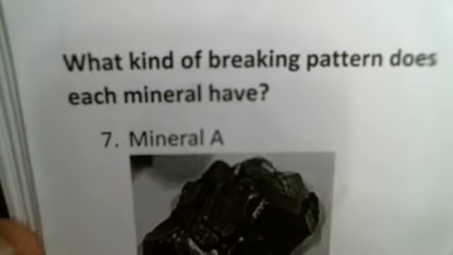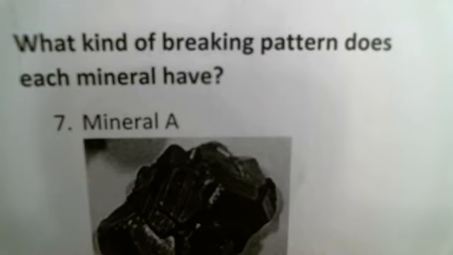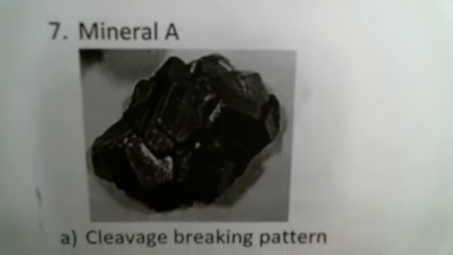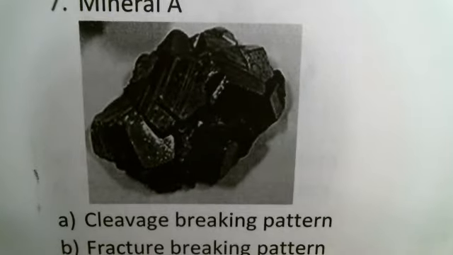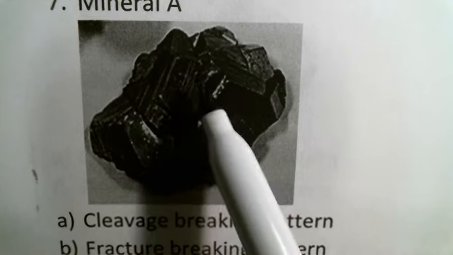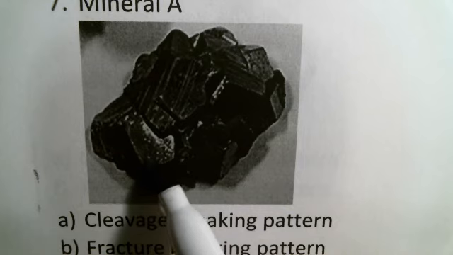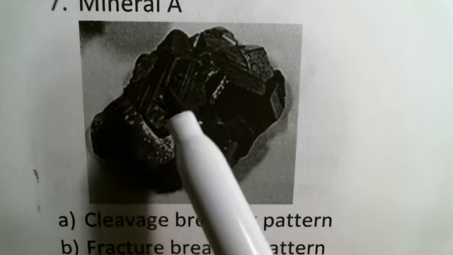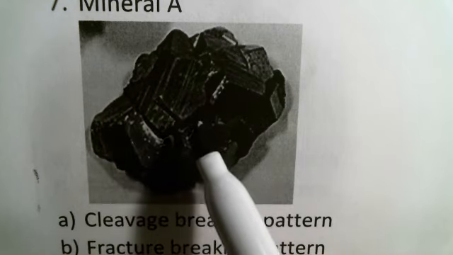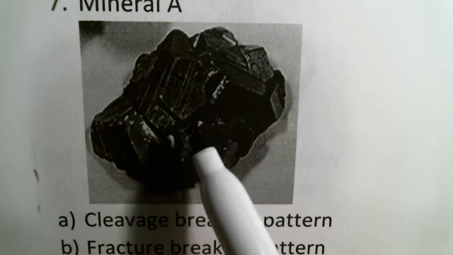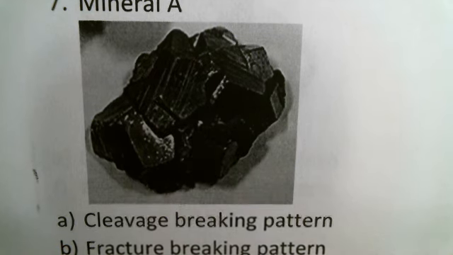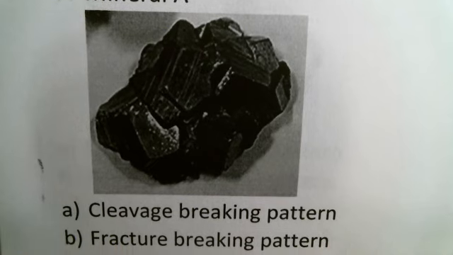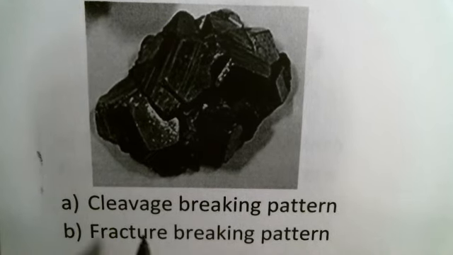Number 7. What kind of breaking pattern does each mineral have? So we have mineral A here. I hope that you can tell from your photocopy that we have very nice smooth surfaces here, flat surfaces, nice straight edges. They do have corners, but between the corners it's nice and straight. And this is going to be the cleavage breaking pattern.